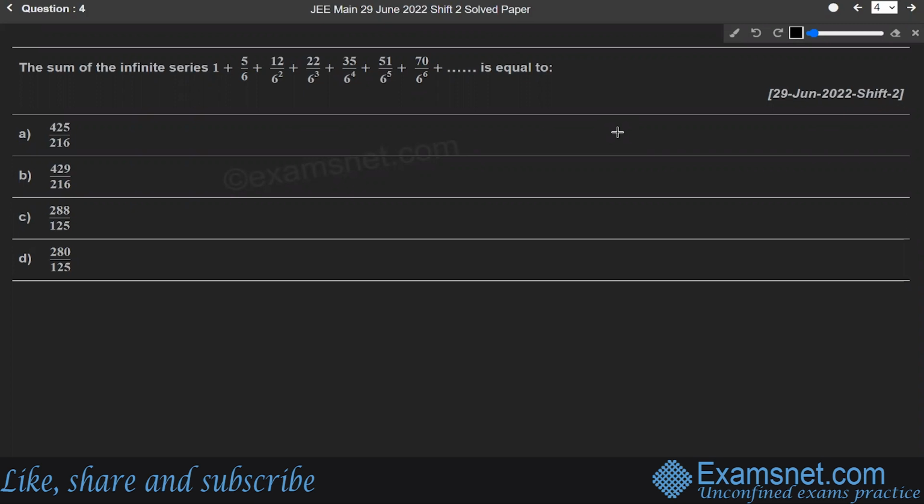So first let us understand what is the pattern of this series, or how this series is made. If we look at the denominator, we have the same number, which is 6, and the power of 6 is increasing. If we leave this 1 and focus on the remaining part, then we have denominator as 6 and the power is increasing.